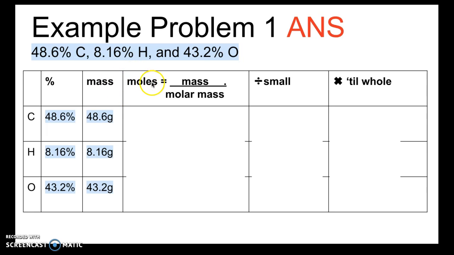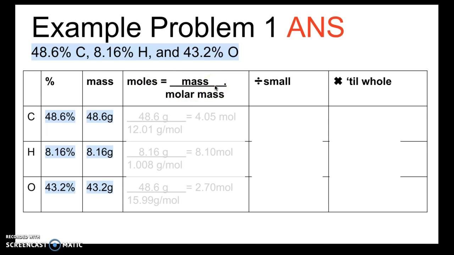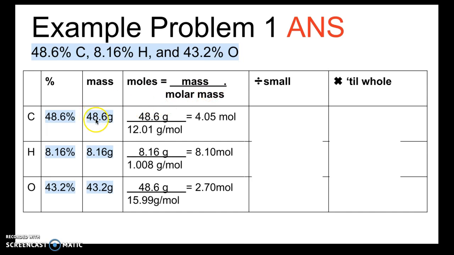All right, now we need to go from mass to moles. For that, we're going to use moles is equal to mass over molar mass, and we're going to do that for each element. So we have 48.6 grams of carbon, and we divide it by its atomic weight, which you get from the periodic table, and that will give us 4.05 moles. We repeat the same thing with hydrogen. Its mass, which is 8.16 grams, is divided by its atomic weight, and that will give us its moles, 8.10.